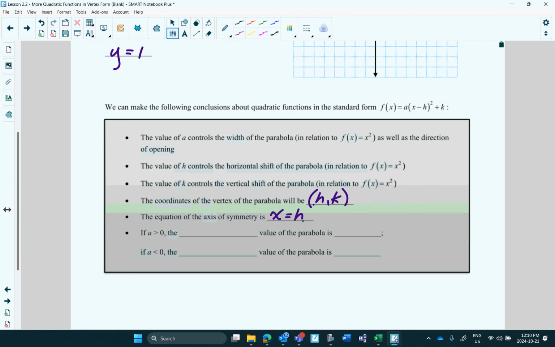If A is greater than 0, there is a minimum value. And Y equals whatever the Y coordinate of the vertex is, which is K. But if A is negative, that means there's a maximum value, but Y is still the same. It's equal to K. And that last page is just a big, long explanation of everything that we've done. We don't have to worry about it. That's sort of a big sum of everything that we've already summarized.